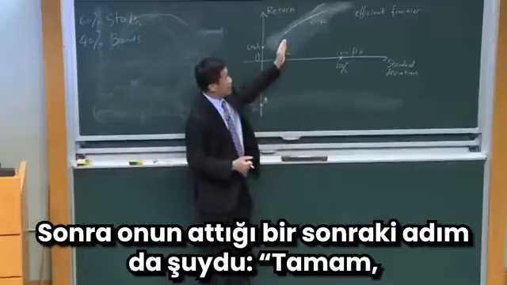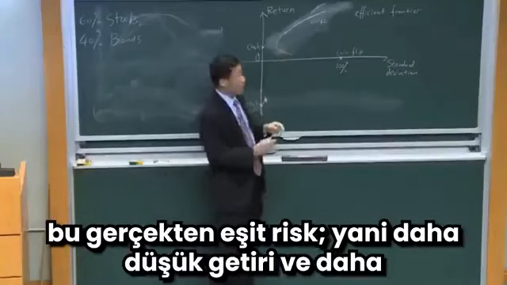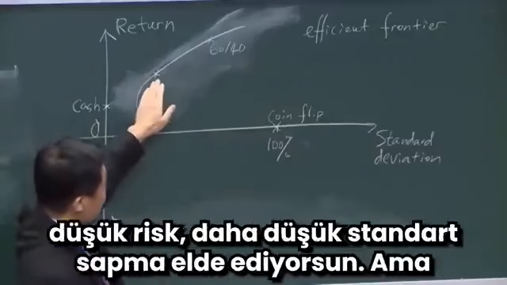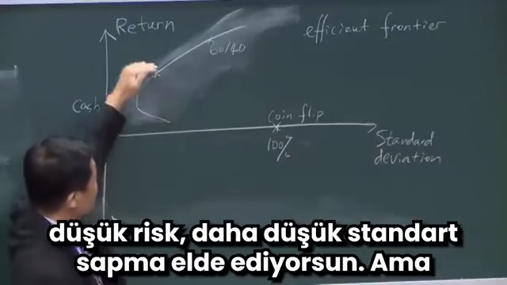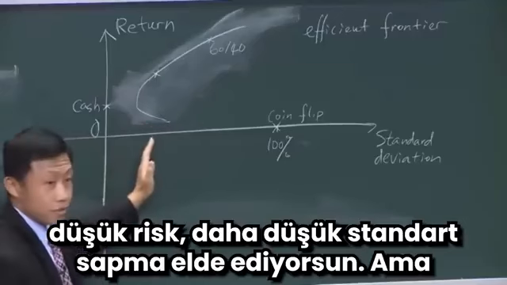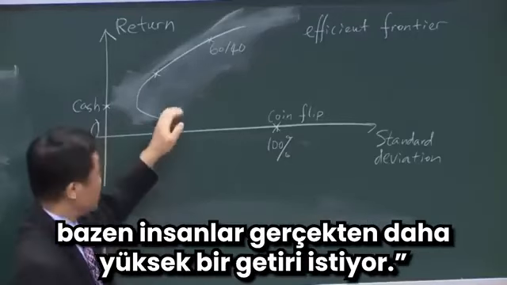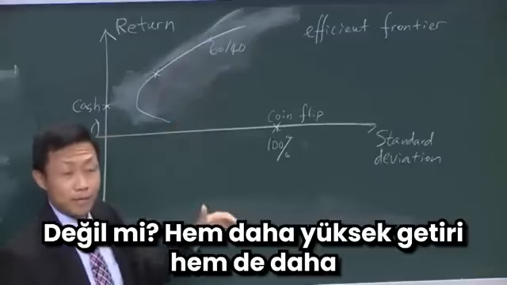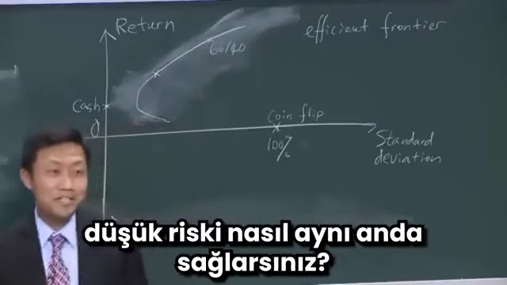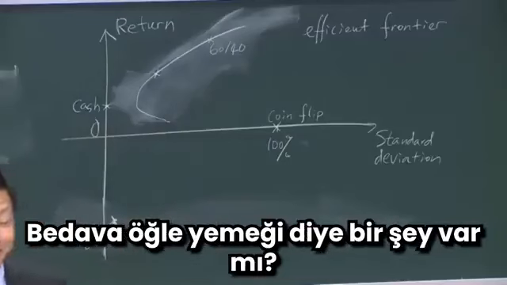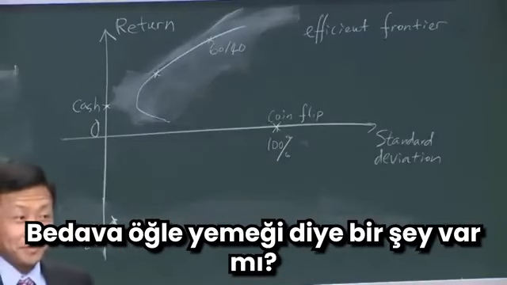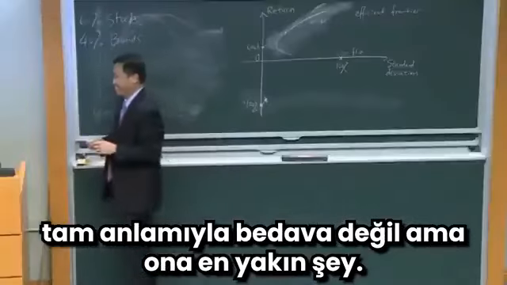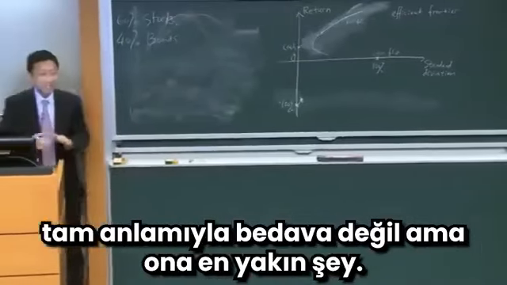And then the further step he took was, he said, okay, this is equal risk, so you have lower return and lower risk, a lower standard deviation. But sometimes people really want a higher return, right? How do you satisfy both, higher return and lower risk? Is there a free lunch? So he was thinking about that. There is, actually. Not quite free, but it's the closest thing.